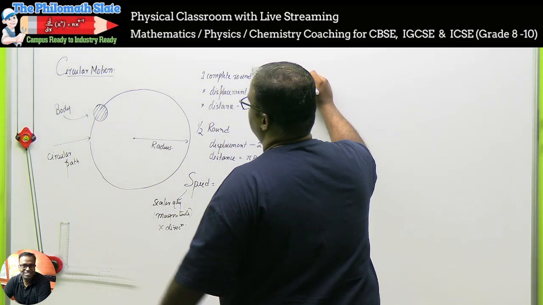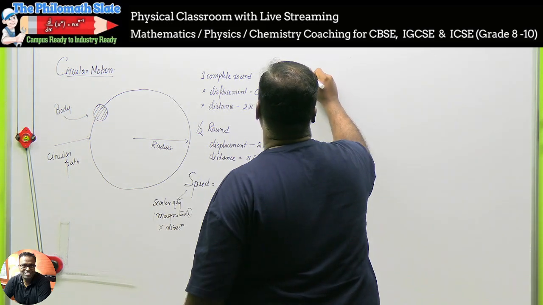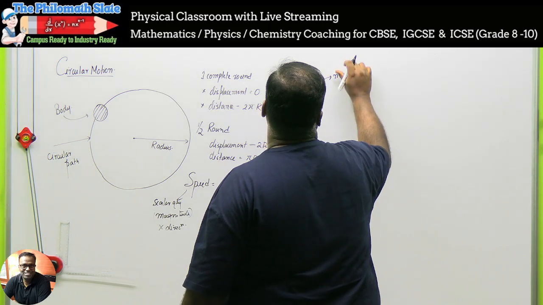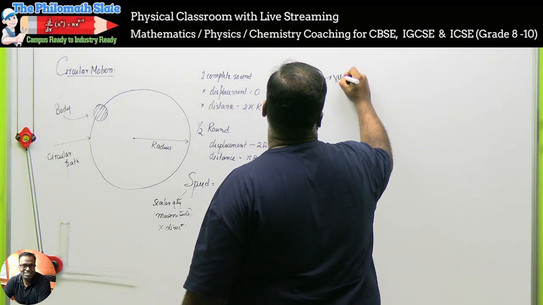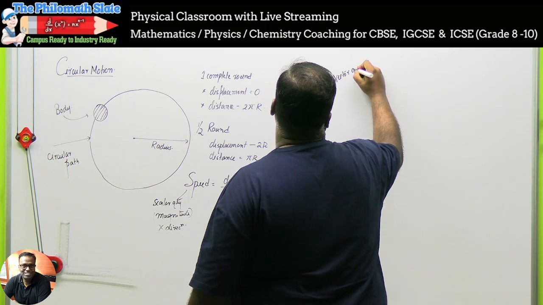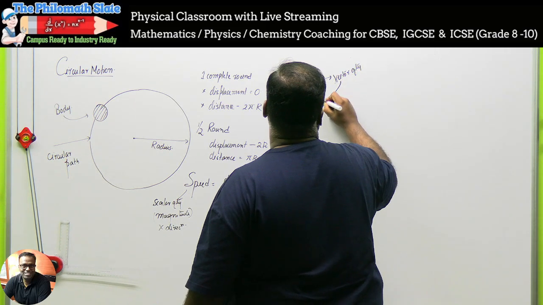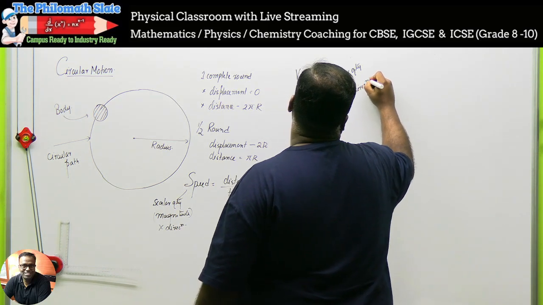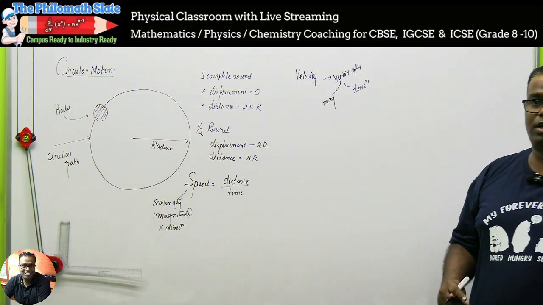Interesting part comes when it comes to velocity. Now in circular motion, velocity is where you will be asked questions. Velocity is a vector quantity. That means it will have both magnitude as well as a direction. Is this understood or not? It will have a magnitude and direction.